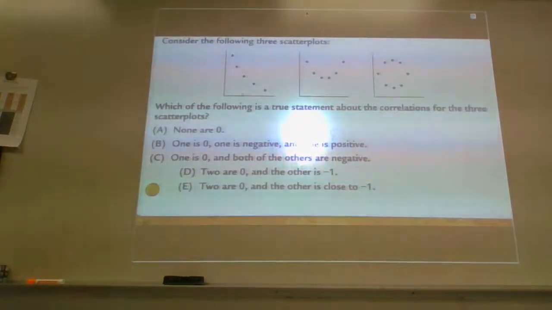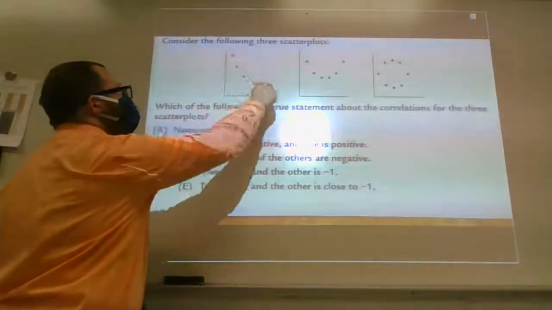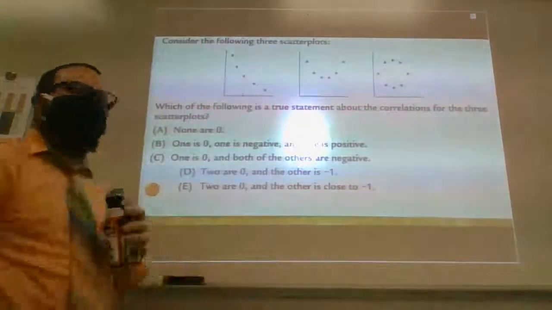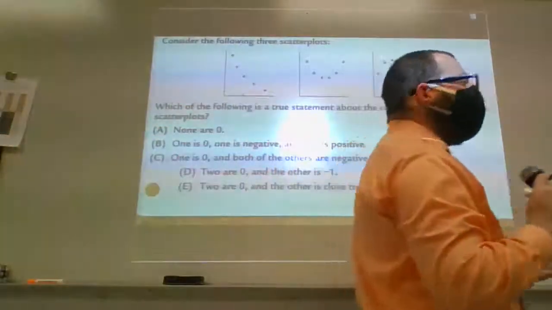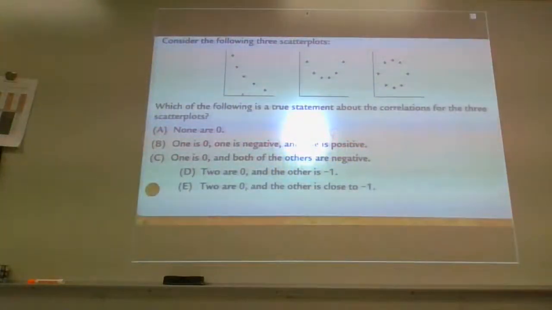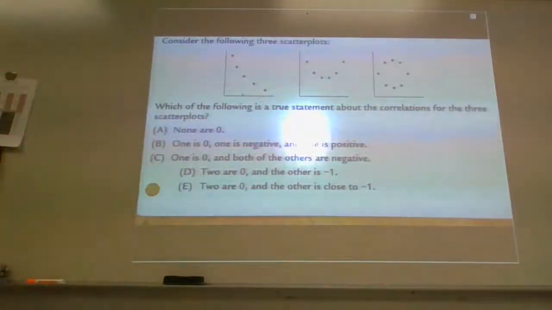All right, which of the following is a true statement about the correlations of the 3 scatter plots? Well, first of all, correlation is your R value. R value is the strength of the linear association. Now, clearly, this one is not exactly linear, but that one has a pretty strong correlation. That has a pretty strong linear factor to it. I have showed you a scatter plot that clearly is curved, but when we calculate the correlation, it ends up being pretty darn strong.